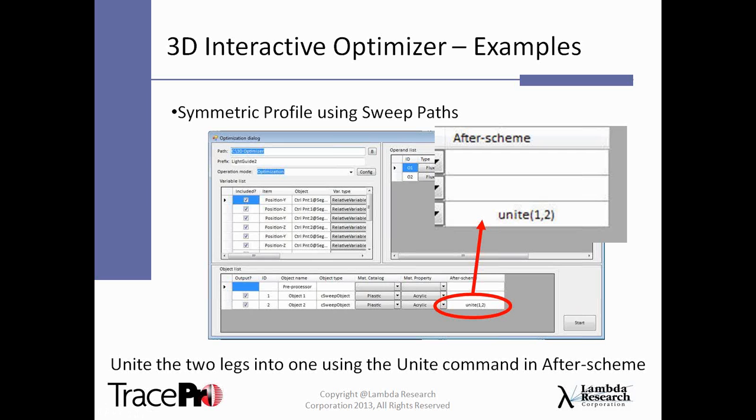And one last step before sending this model over to TracePro is I add in a little macro command here, just saying unite those two objects. So it'll turn it into one single light guide. And we'll come back to this example in a little bit to show setting up some of the optimization for this as well.